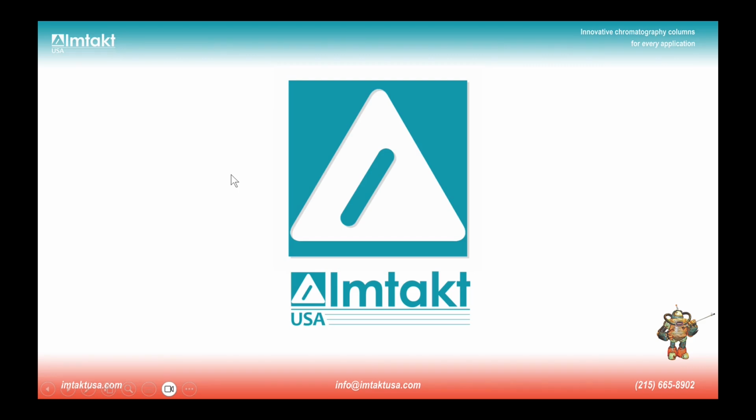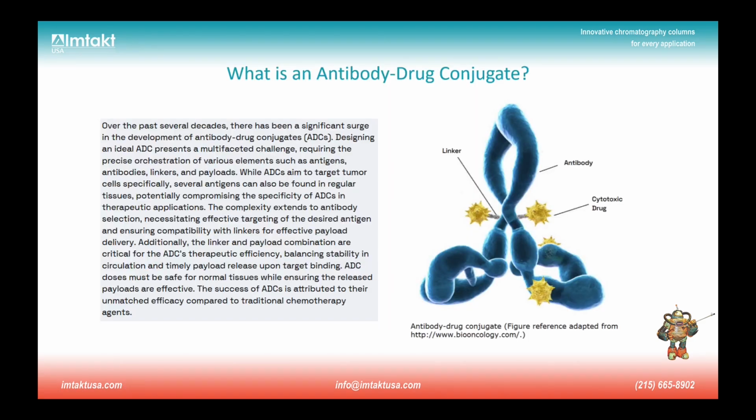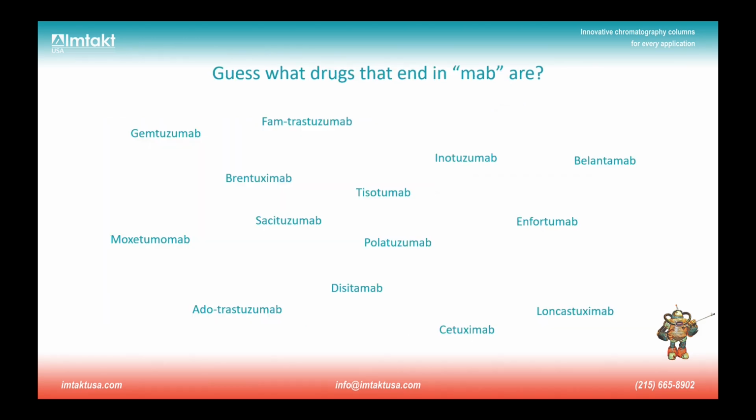We are an HPLC column company, and today we're going to be talking about ADCs, antibody-drug conjugates. So what are ADCs? Basically, they're a way to, instead of giving very toxic drugs to the entire body, only send them to a specific target tissue, like a cancer cell, for example. And we do that by attaching it to an antibody. Now, have you ever seen those commercials where the drug ends in MAB? Guess what that might be?